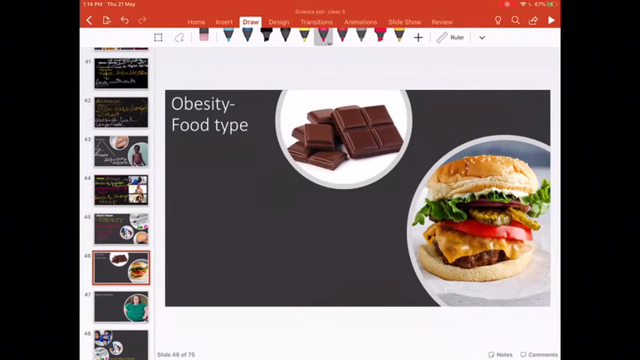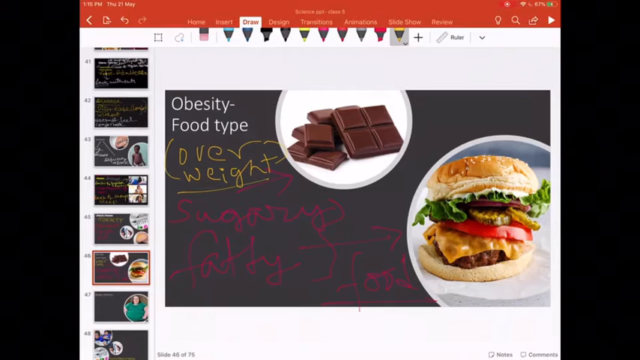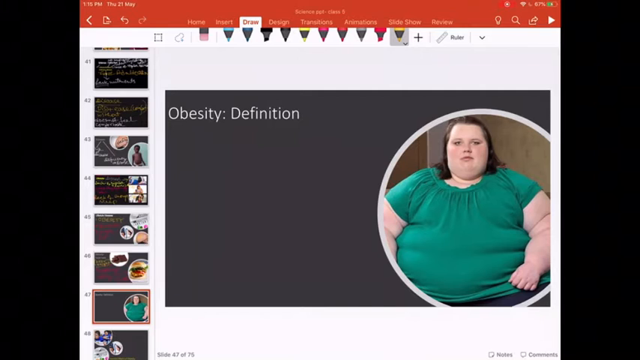Now, why do we get obesity? Obesity we mainly get due to the kind of food we eat. If we eat too much fatty food and too much sugary food, it mainly leads to overweight or obesity. Obesity is nothing but being overweight, being fat.